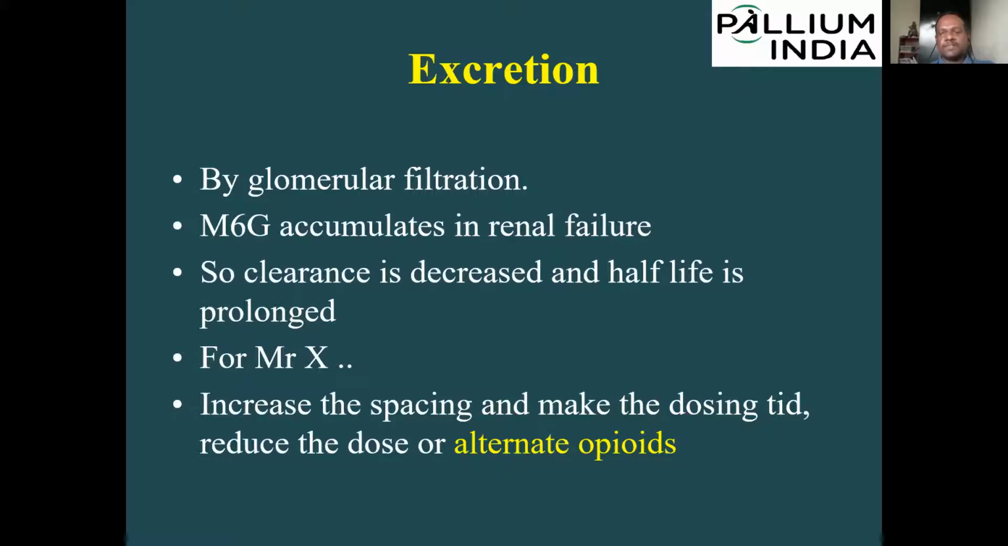So this is one situation where you will give morphine less frequently. That means instead of 4 hourly, you will give 8 hourly or 12 hourly, or even once daily, depending on the serum creatinine. And estimated GFR is something which we can calculate from serum creatinine and with some other parameters also. Or you can also give renally safe opioids. So fentanyl and methadone are the two opioids which we can use in India. And those are comparatively safer in renal failure.